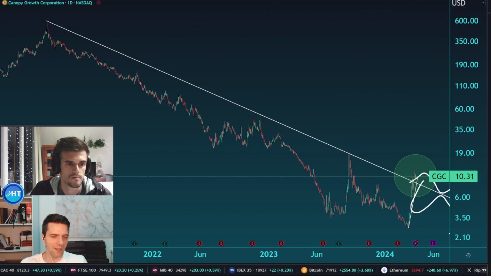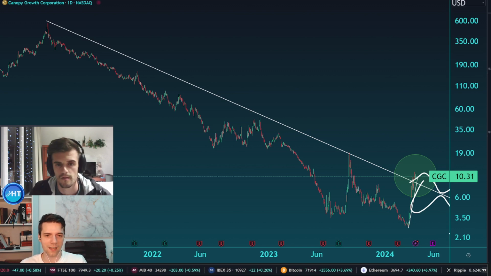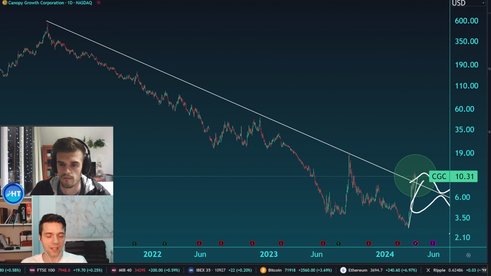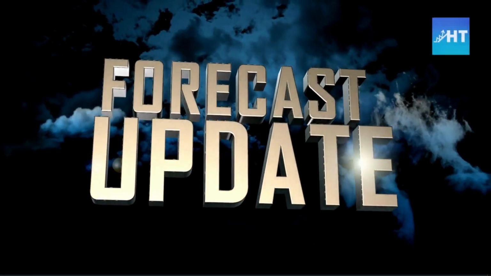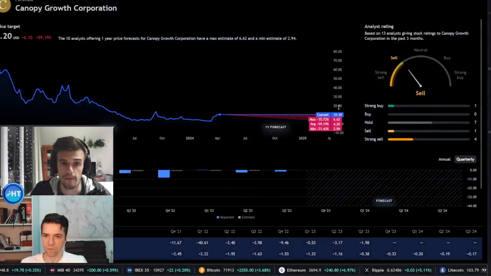So let's take a look at the forecast to see exactly what the Wall Street analysts think about it. Yeah, we have a very interesting forecast for this stock because we can see that they are not very bullish.